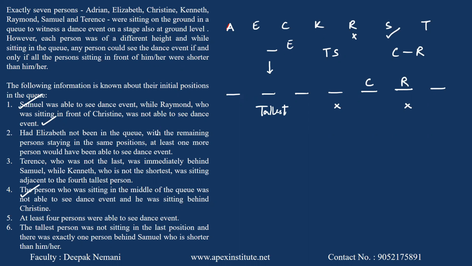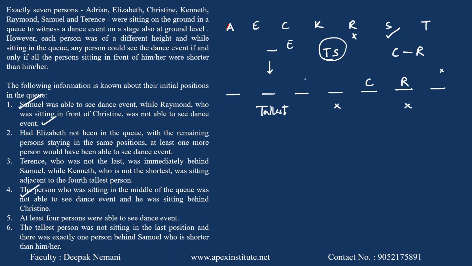Now we are given that Terence, who was not the last, was immediately behind Samuel. Now you need to arrange ST. So S cannot be here. Can we have ST here? No, because Terence is not at the last. So this is not possible. Now can we have S here and T here? Possible, but the person sitting here is not able to see the dance program or the dance event. Whereas Samuel was able to see the dance event. So you cannot have Samuel sitting exactly at the middle.